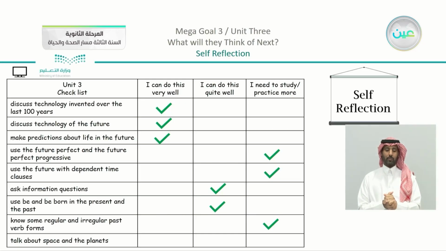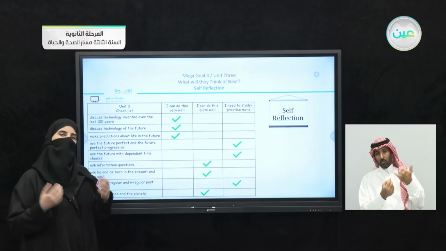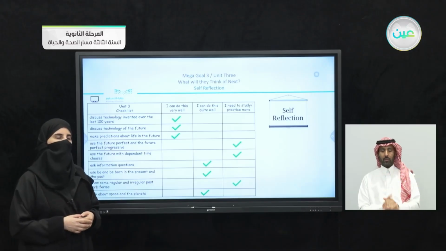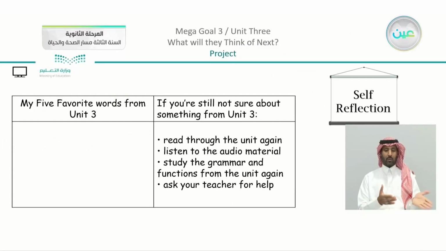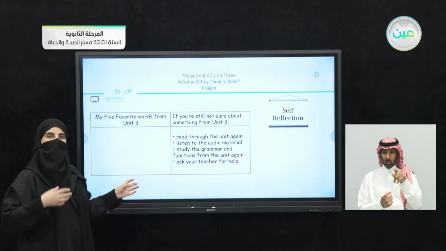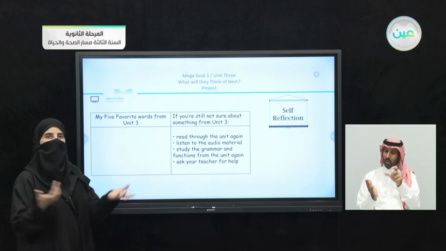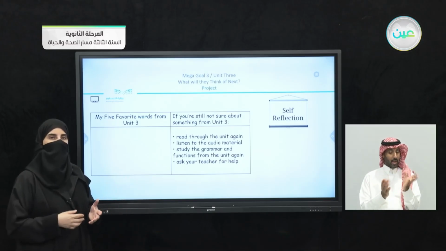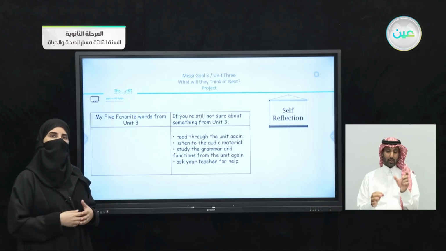We have, at the very end, talking about space and the planets. Now, this is something that we can agree is very interesting and we can do quite well, inshallah. So we have here the table or the chart. You can write the 5 words that you found most interesting here, and you can choose wherever you want, from the vocabulary lessons, or maybe the reading or conversation, or even listening. So just choose your favorite words of the unit.